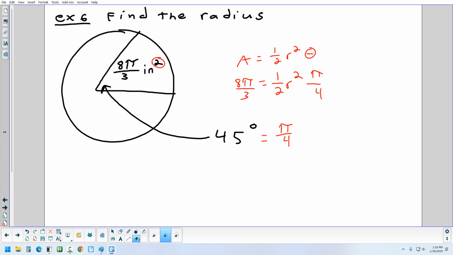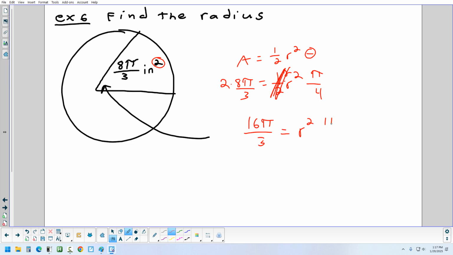Okay, so now let's start to combine like terms on the right side. Actually, let's move things to the left side. How could you put this 1/2 on the left side? Multiply by 2 over 1. So multiply by 2. That's going to cancel there. What do you get on the left if you multiply by 2? 16 pi over 3. Okay, so that's better. We're trying to get r by itself, and we at least got rid of the 2.